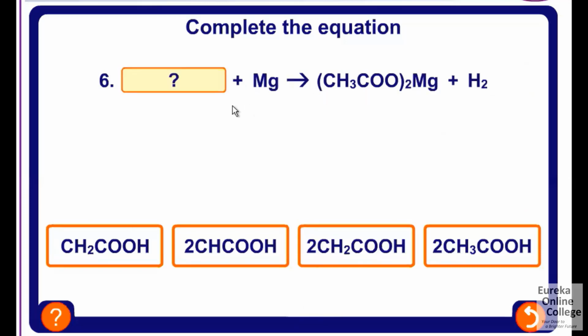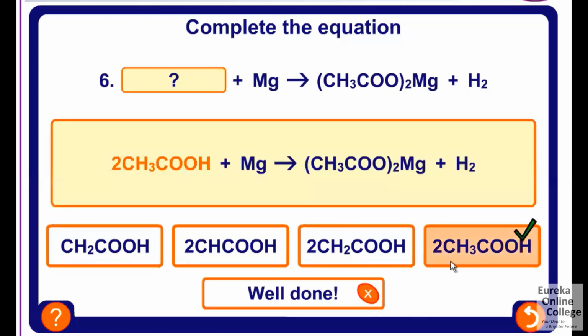Okay, so in this case we've got something plus magnesium. We're creating a magnesium salt and hydrogen. So this must have come from the fact that we are using ethanoic acid, so there's 2 carbons, but there are 2 of these, so that's showing us that we're going to need to add in 2 lots of ethanoic acid here. It wasn't this one because this is obviously the incorrect formula for ethanoic acid.